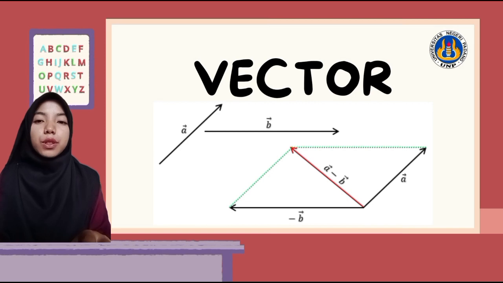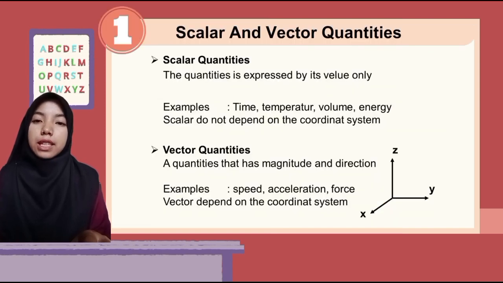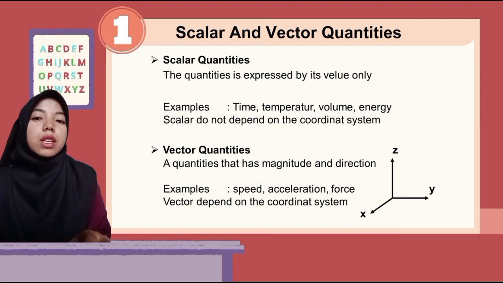Okay, in this video, I will explain the material about vectors. Firstly, we must understand two quantities used in physics. The first one is scalar quantities, the second is vector quantities. Scalar quantity is quantity that only has magnitude. Examples include time, temperature, volume, and energy. Scalars do not depend on the coordinate system.